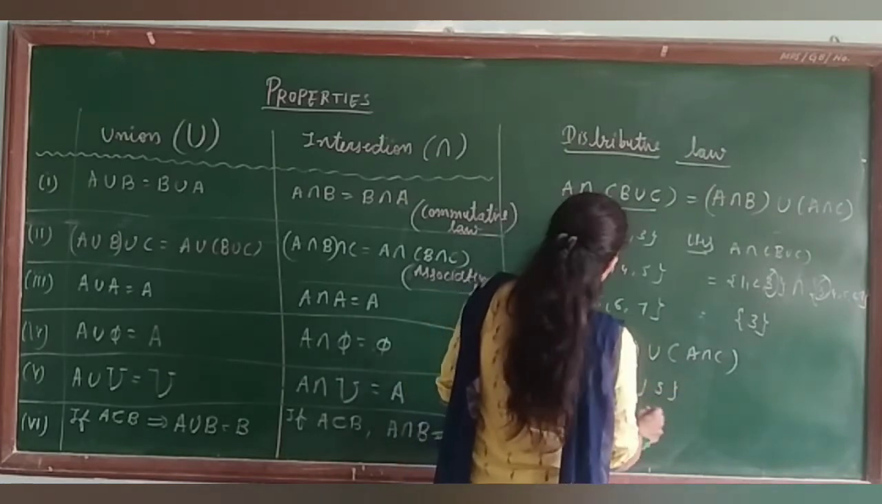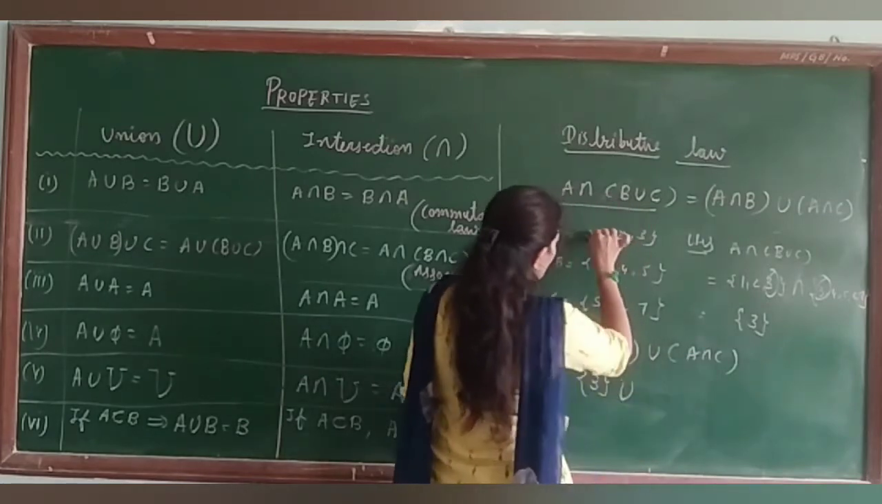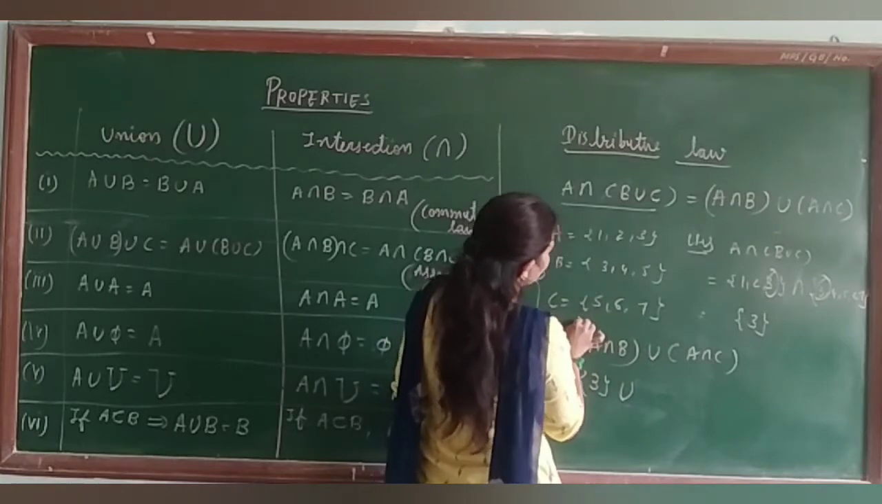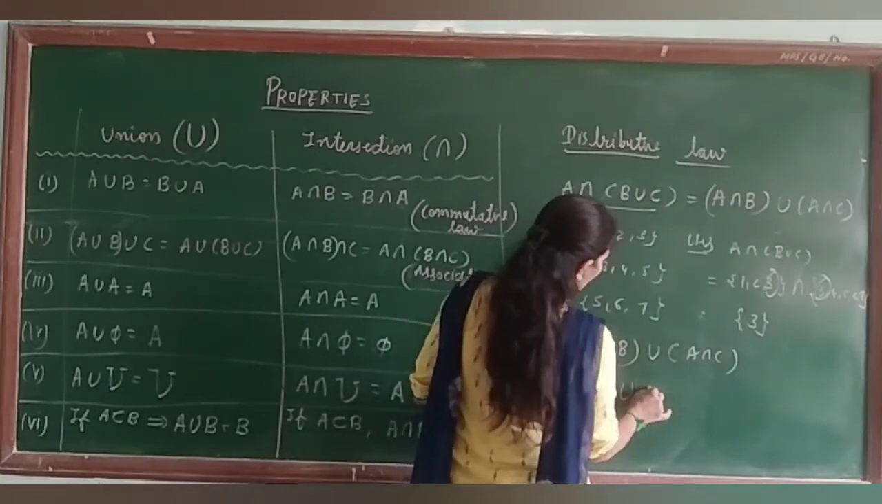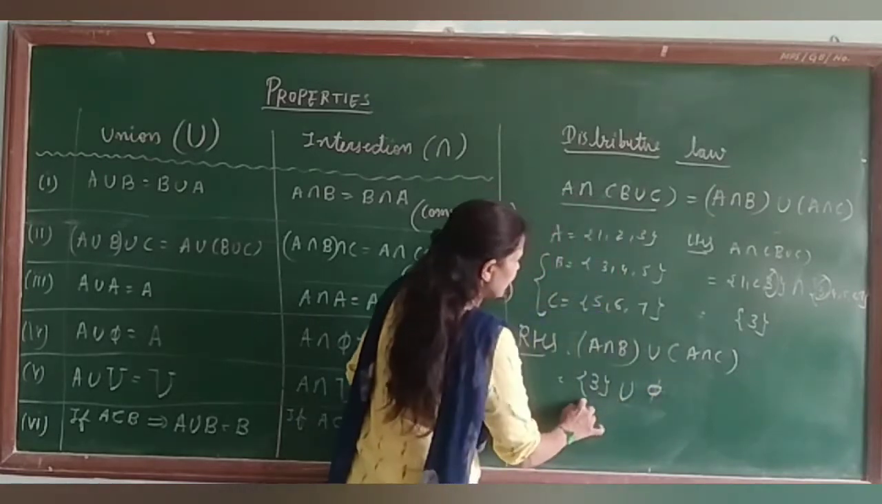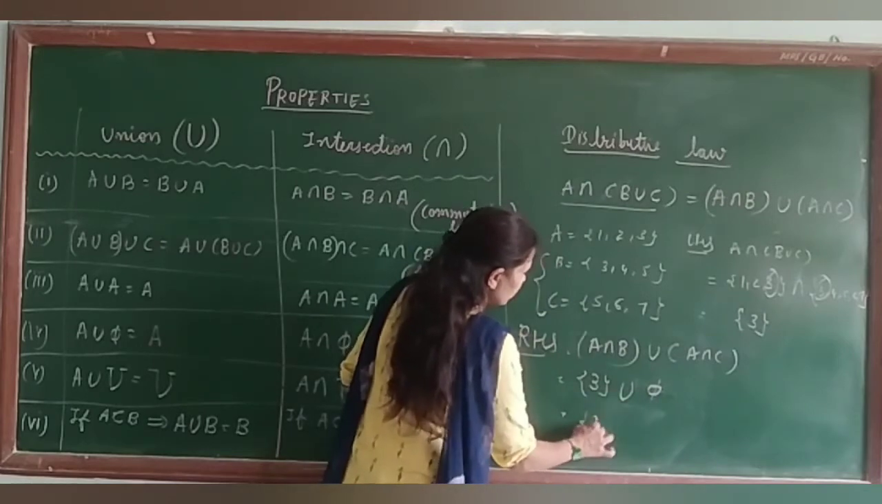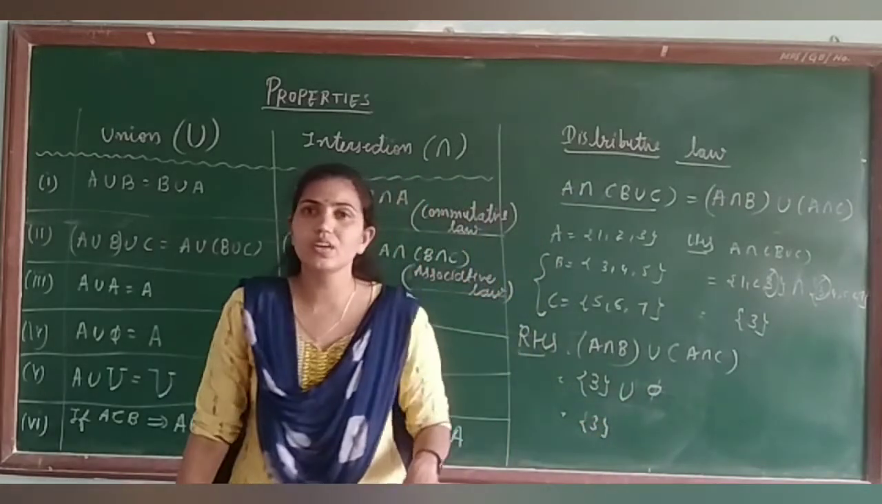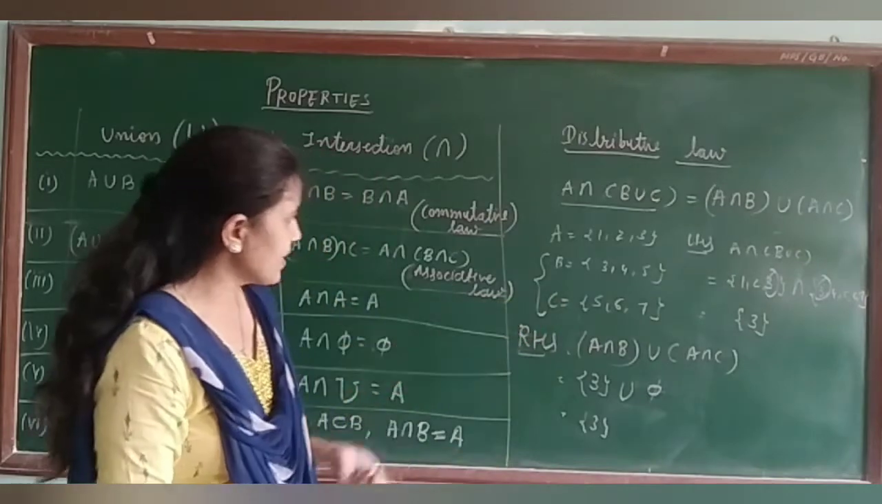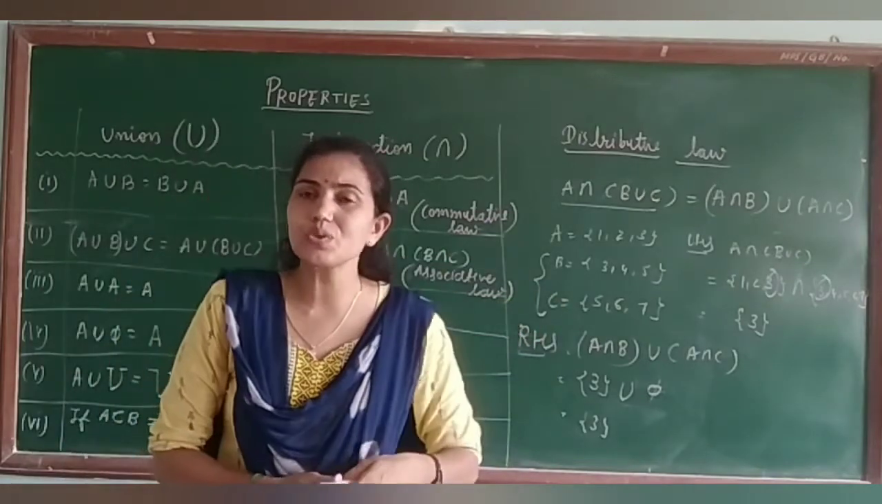Sorry, A and C. So A and C, there is a common element is nothing. No common element is there. So 5. Now union with 5 into the set. So answer is 3 only, and that is your LHS. You can see LHS is equals to RHS.